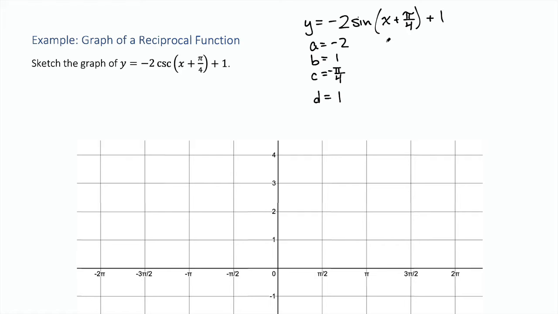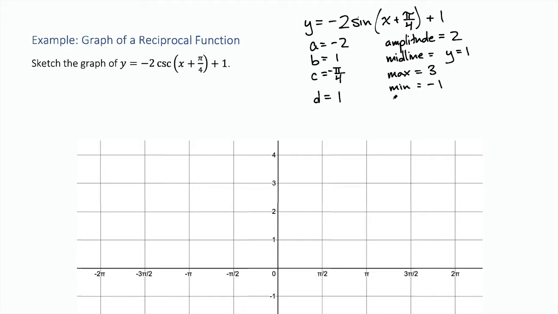So our amplitude is the absolute value of A, which is 2. Our midline is y equals D, which is 1. Our maximum is going to be the midline plus the amplitude, which is 3. And the minimum is the midline minus the amplitude, so -1.